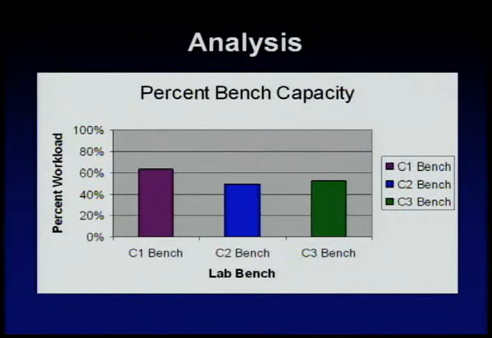And on this graph, we see our divisions by lab bench in our percent bench capacity. We can see that our C1 bench has the highest load and our C2 bench has the lowest, but they are all pretty equally distributed.